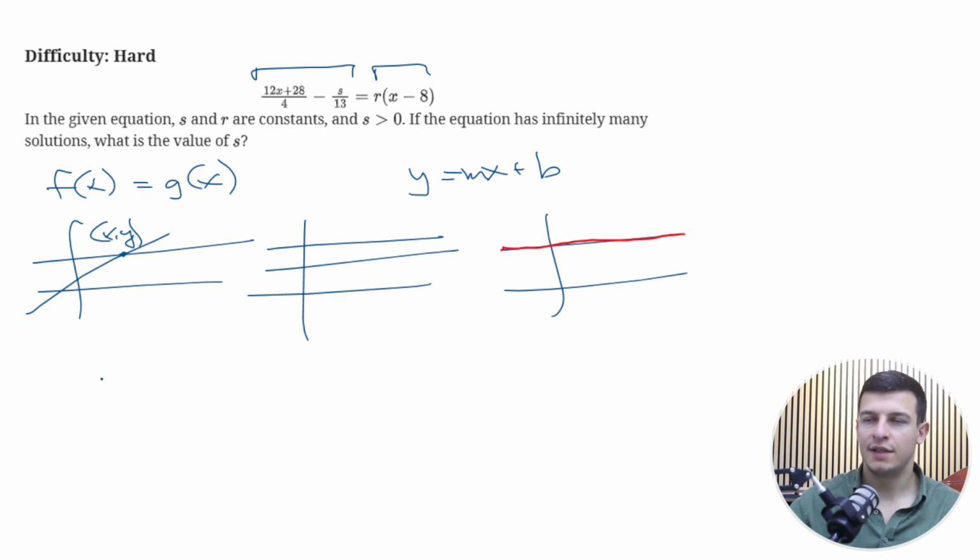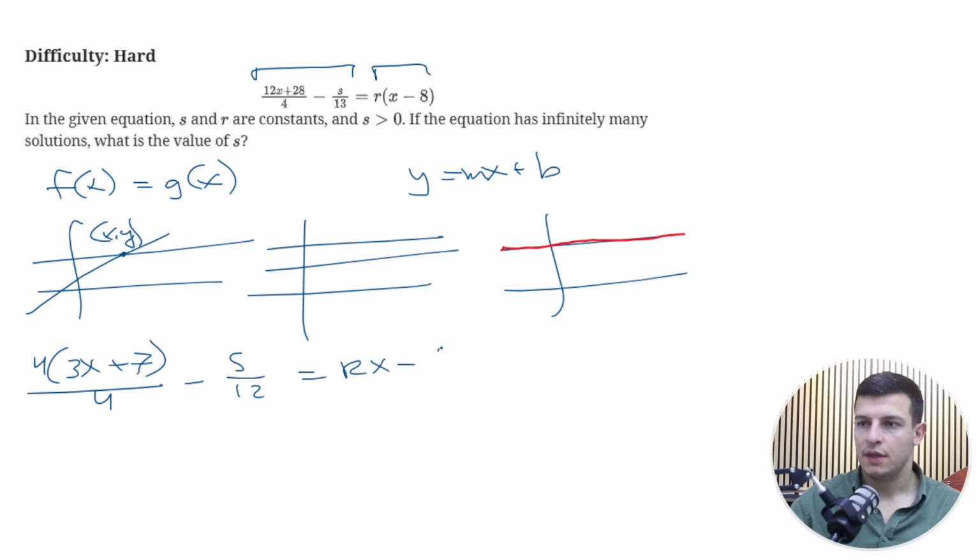So let's see what we have. 12x plus 28 divided by 4. Now I already see that I can divide everything by 4. Again, getting good with numbers helps. So I'll factor out 4. This will give me 7, and a 4 here that I can cancel out in a bit. S divided by 12 equals Rx minus 8R. So you can think of it as your mx and this is your b, right? So let's see what we have on the left.